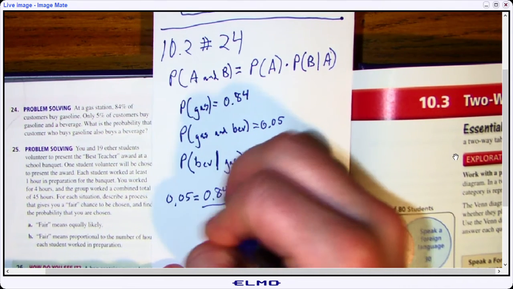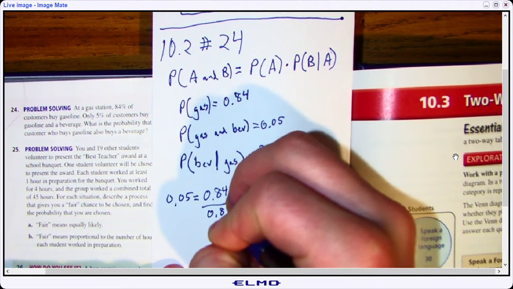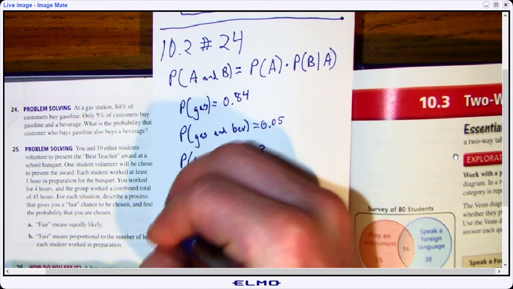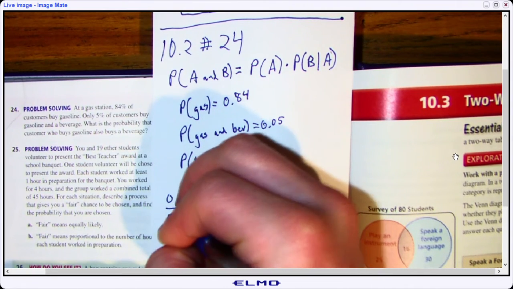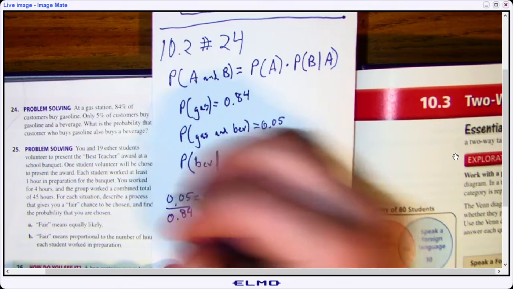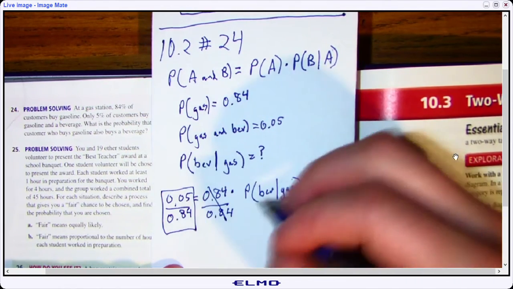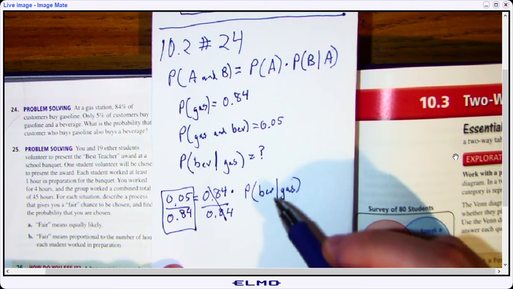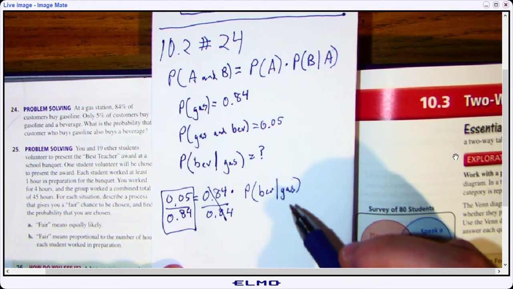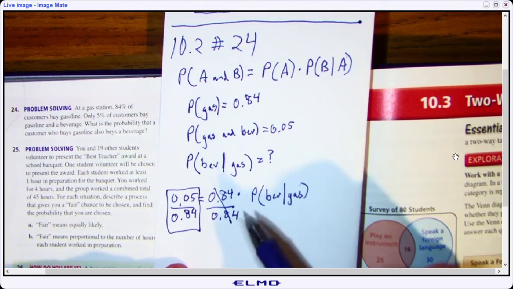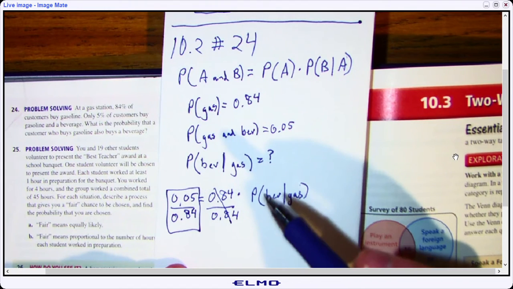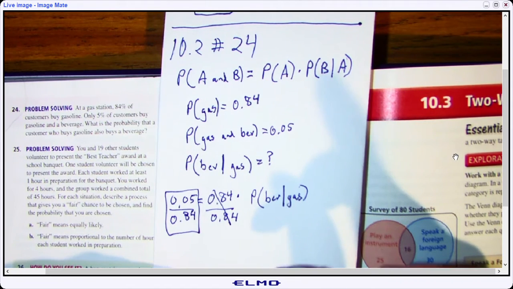And if we only have one unknown, we can just use algebra to solve for it. So I'm going to divide both sides by 0.84. This cancels out. And here's my value for the probability of buying a beverage given that you bought gasoline, which is also worded as the probability that a customer who buys gasoline also buys a beverage.